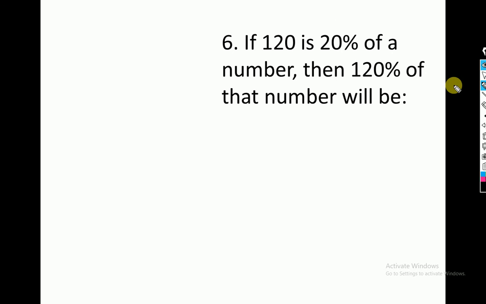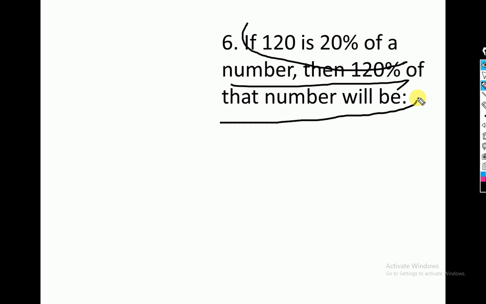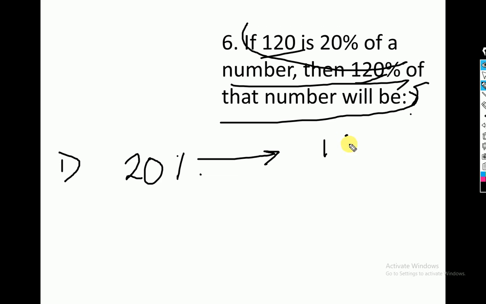Now this is one of the simplest yet most misread and misunderstood questions. If 120 is 20% of a number, then 120% of that number will be question mark. Some students get confused over here. It's all very simple. It requires only 1 step, but to explain it we make 2 steps. 20% of a number is 120.